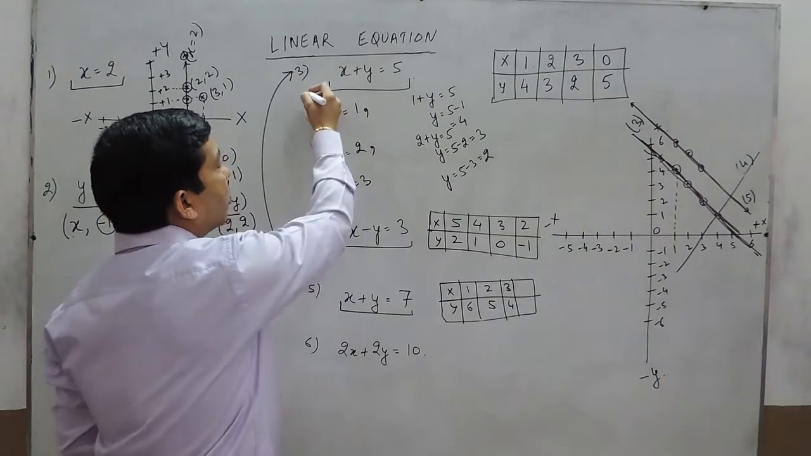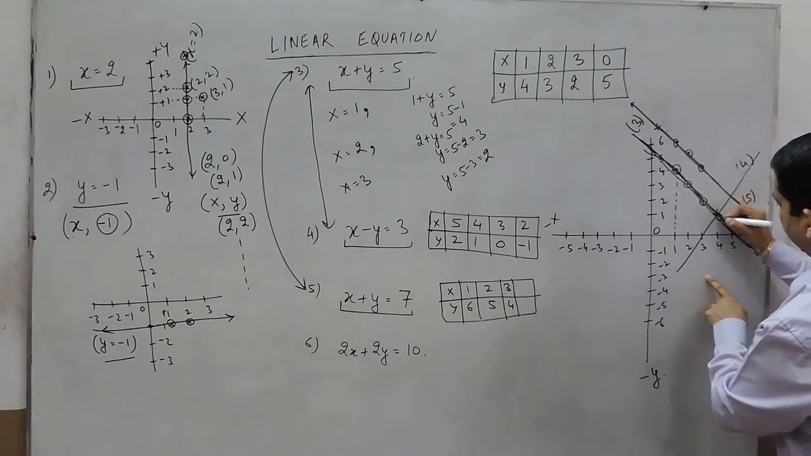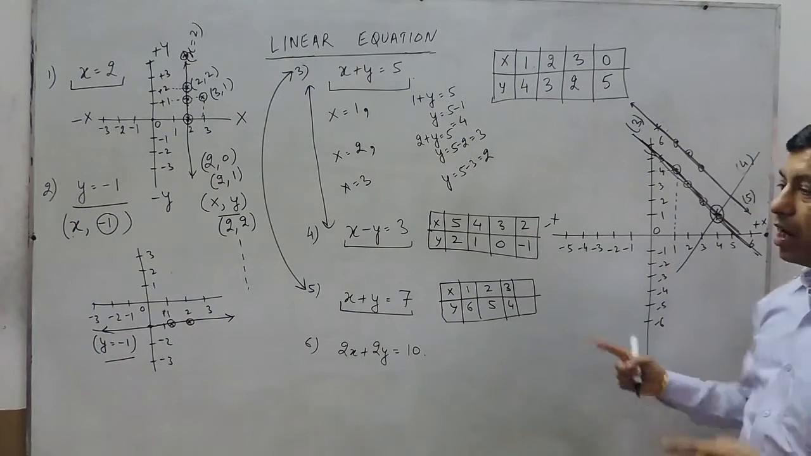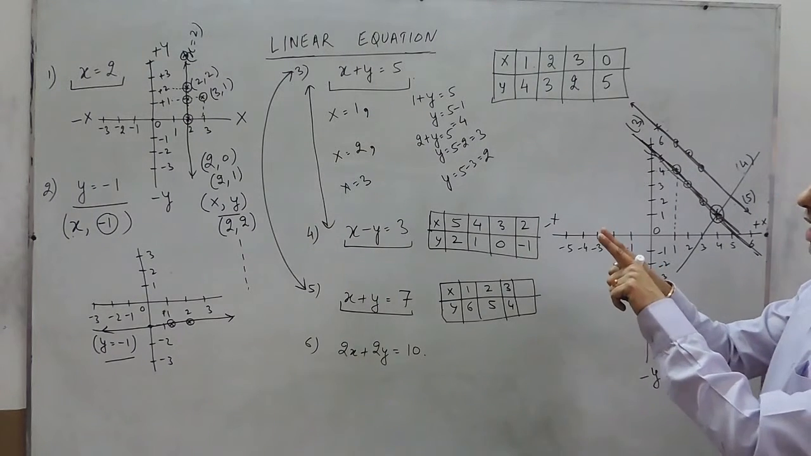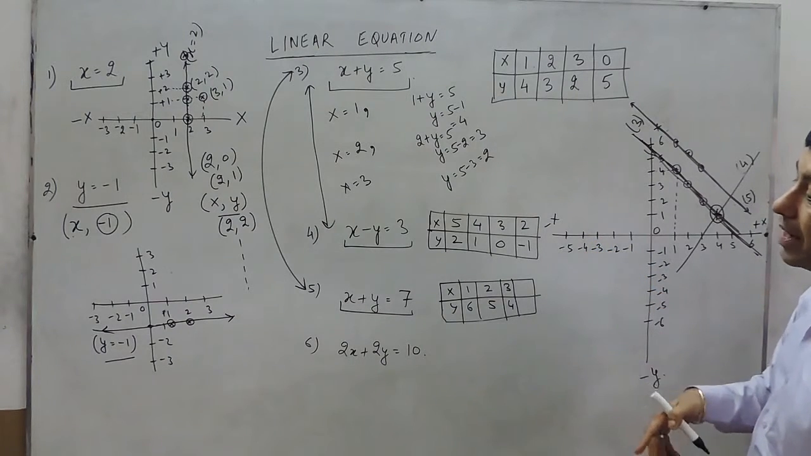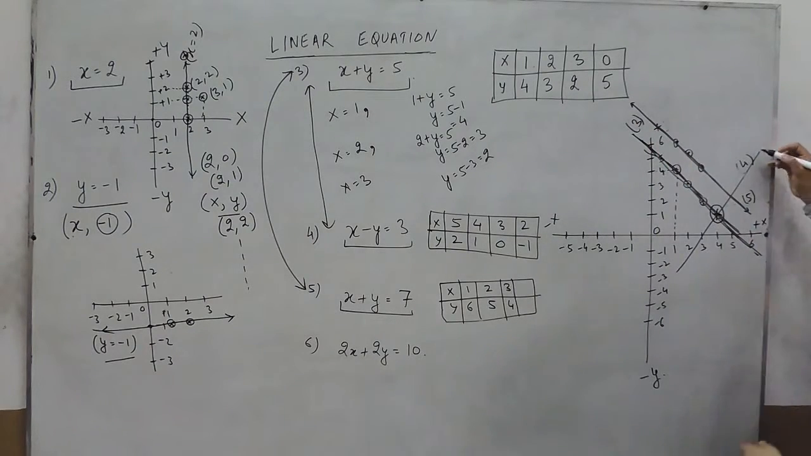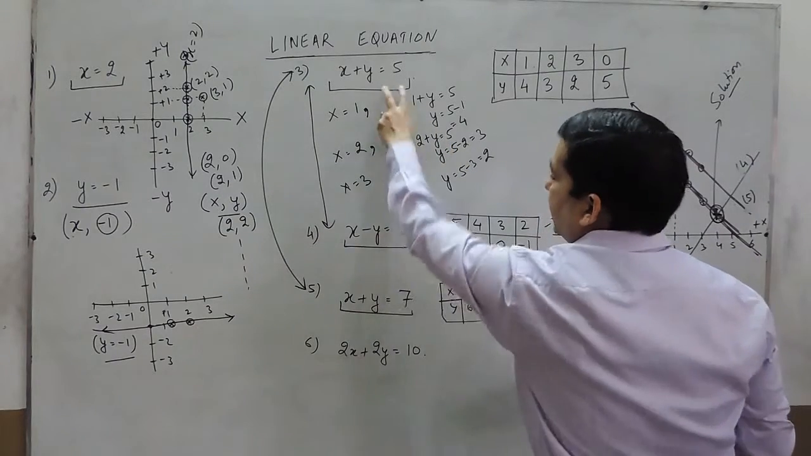But when I talk about question number 3 and question number 4, they will meet at a point, and after this point they will not meet at any other point, because two straight lines will either meet at one point or they will be parallel to each other. They will not meet at any point. So these two lines are not meeting at any point, and the lines in question number 3 and 4 are meeting at a specific point, and this point where the two lines meet is known as the solution for these two linear equations.